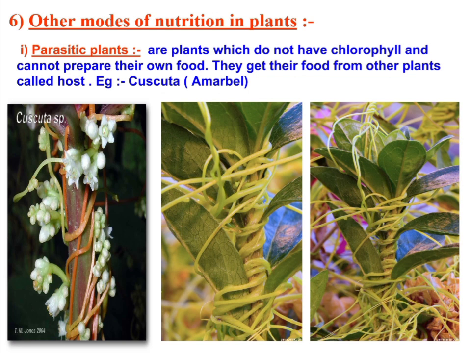Our first is parasitic plants. Parasitic plants are plants which do not have chlorophyll and they cannot prepare their own food. They get their food from the plants called host. Example, cuscuta or amarbel. We can see clearly in this given figure how the cuscuta plant is depending upon someone else, which is known as host. Let's move further.